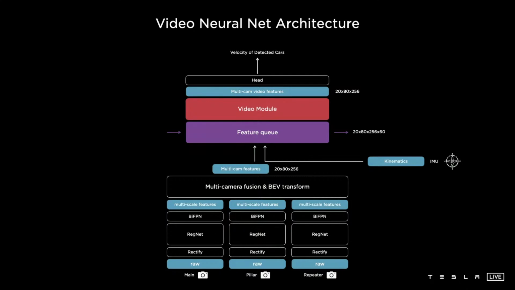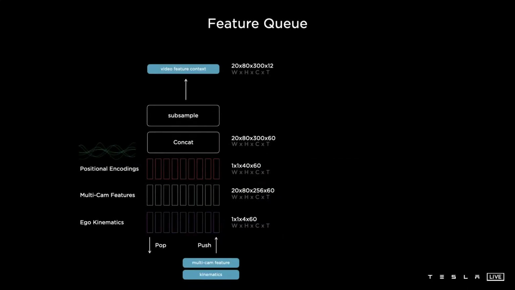Also, in addition, notice here that we are also feeding in the kinematics. This is basically the velocity and the acceleration that's telling us about how the car is moving. So not only are we going to keep track of what we're seeing from all the cameras, but also how the car has traveled. So here's the feature queue and the rough layout of it.